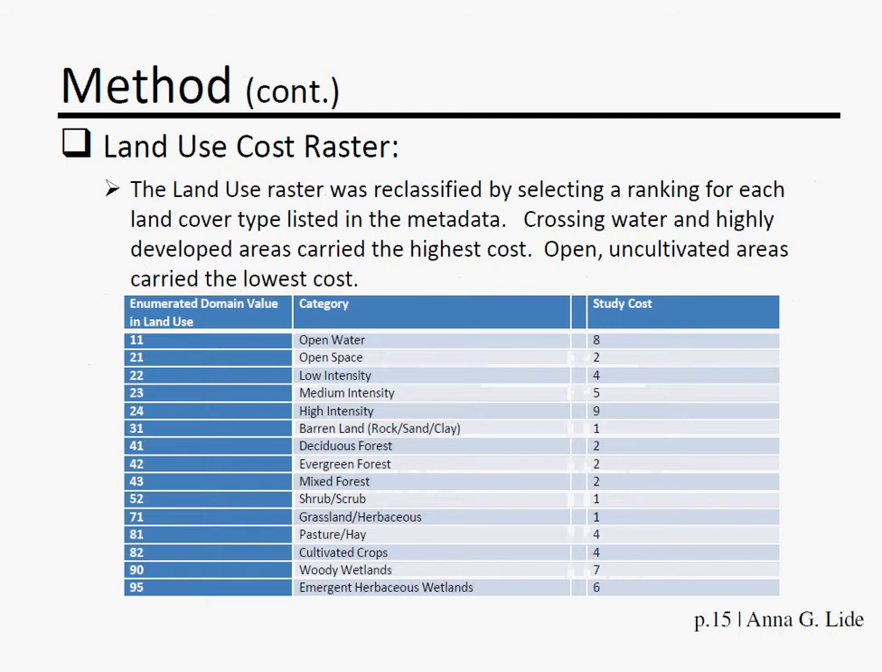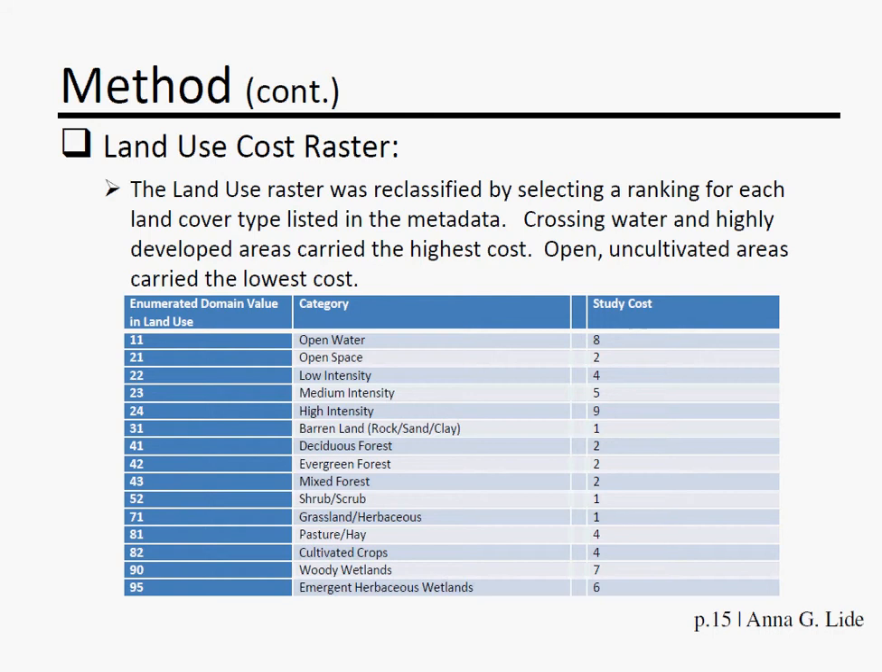The land cover cost raster was developed by assigning cost rankings to the type of land cover. The metadata for the land cover raster defines the land cover type. In this project, rankings were chosen to reflect the goals of minimizing construction costs. So open water and high-intensity development received high ranks.